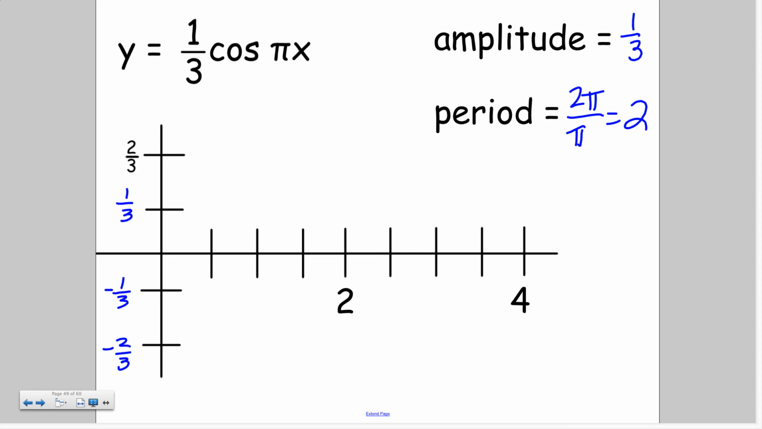Alright. Then let's see, we've got cosine, so we're going to start high and end high. We're going to start at 1/3. We're going to end at 1/3 at our period of 2. Then we're going to go halfway, so that would be 1. Then we're going to go halfway again, so we've got 1/2. Halfway on this side, 3 halves. We've got all 5 of our points.